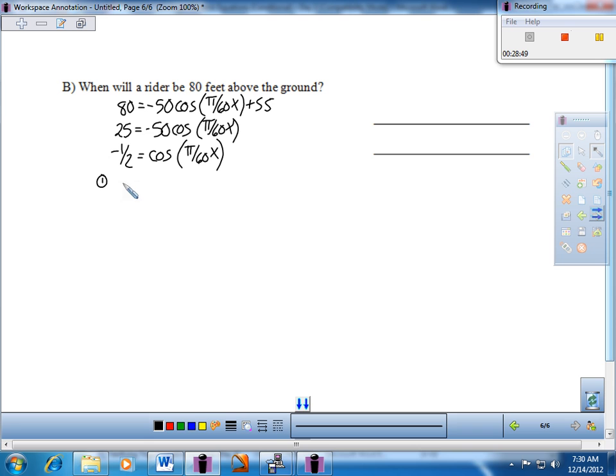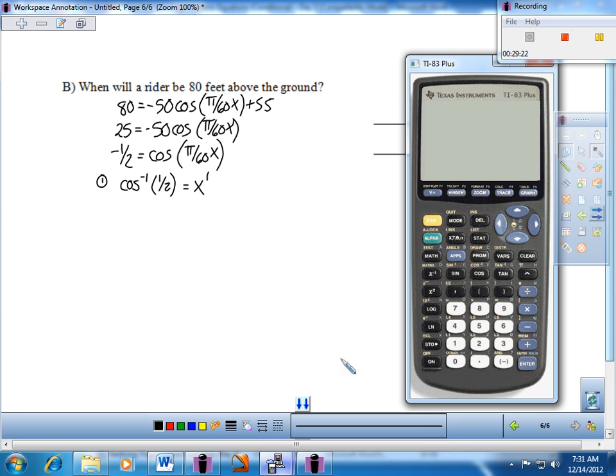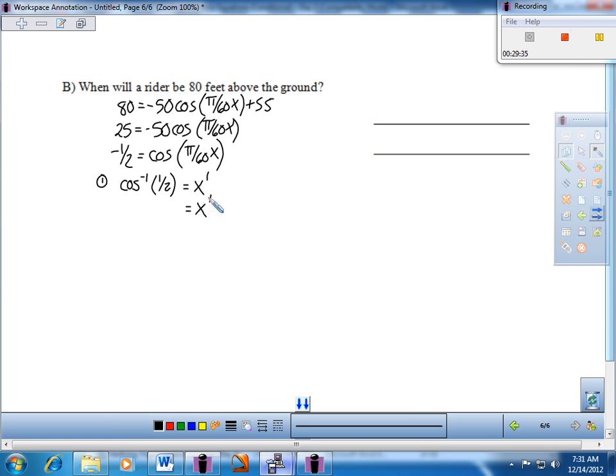So everyone, if you would, what we need to do is find out where we're going to get a cosine ratio of negative 1/2. The first order of business, of course, is to find the reference angle by just taking the inverse cosine of 1/2 and getting our x prime. So that's step 1. I'm going to do that up here. Inverse cosine of 1/2, and I've got about 1.0472. So that would be my first step, 1.0472.